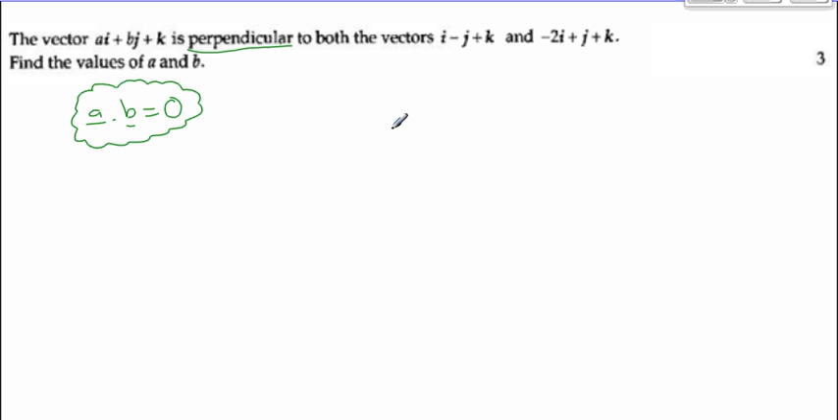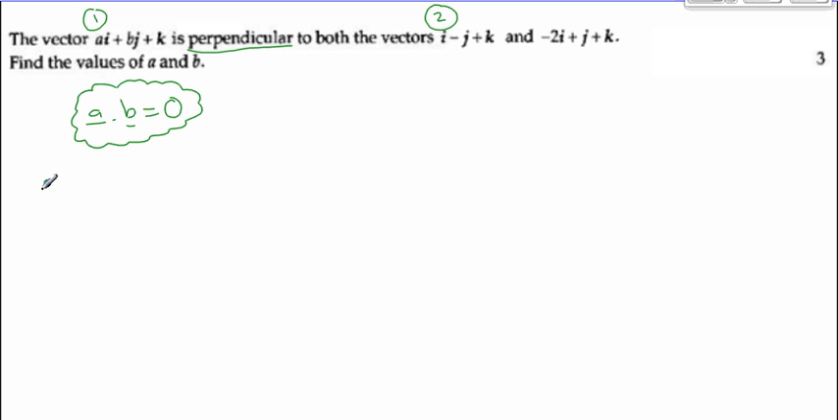There are 2 ways to find the dot product. One from the magnitudes and your cosine, but the other, which will be preferable here, is if you know the components, then you can just multiply all the i's, all the j's, and all the k's, and then add them together. So here we have a vector that's perpendicular to 2 different vectors. Firstly, we're going to do vector 1 and vector 2. They're perpendicular to each other, so we know the dot product there is equal to 0.